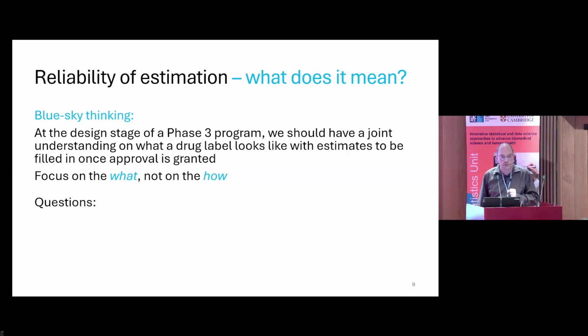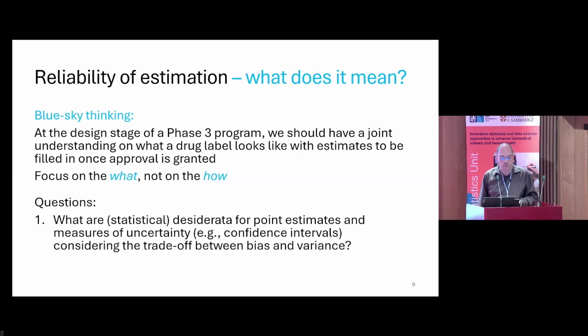And I have two questions. The first question is from a statistical point of view. What are statistical properties, I call them desiderata, for point estimates and measures of uncertainty such as confidence intervals? What desiderata should be considered considering the trade-off between bias and variance? We should always be mindful it's bias and variance, and often they're coupled. Now on the next few slides, you will see that I have negative news, that desiderata are available, but they are universally not achievable.